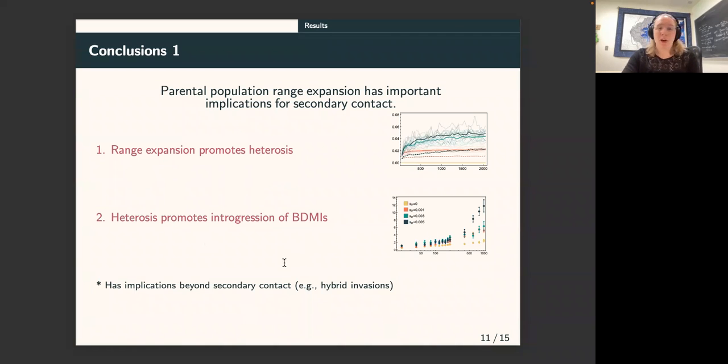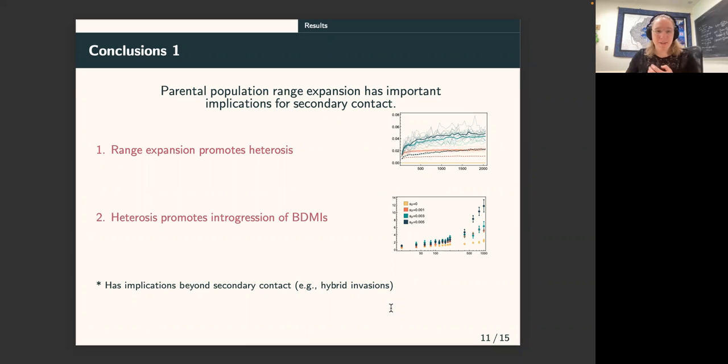I just wanted to note that while we focused on hybridization and secondary contact here, this result is not really specific to this. And another cool implication of this would be on hybrid invasions. So if you have an invasive species that can hybridize with the local population, then the fact that the invasive species may have expanded across the range could result in a burst of high fitness once it hybridizes with the native population, and promote invasion. All right, so this is the end of that story.